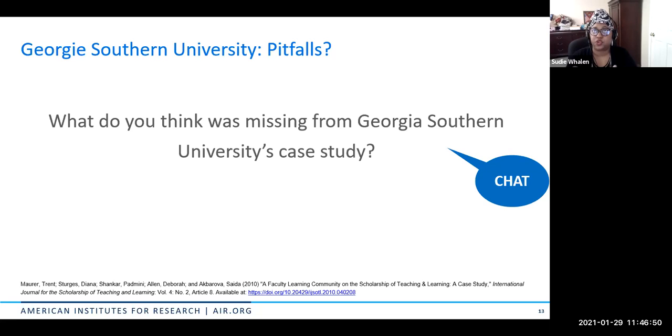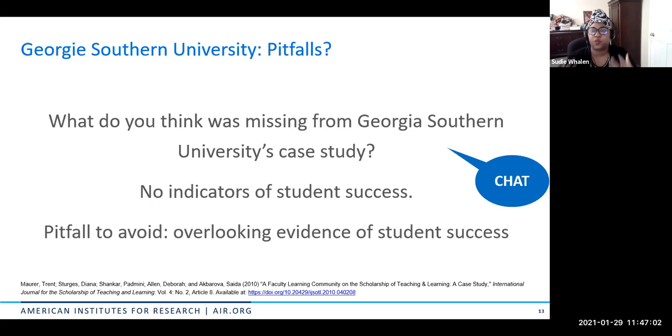Georgia Southern University's case study. Carol said it, student results. Right. There were no indicators of student success included in their case study. So a pitfall to avoid as you're going through the process, and I'm not saying I expect all of you to go back and write case studies on implementation, but as you're implementing is to not overlook evidence of student success.